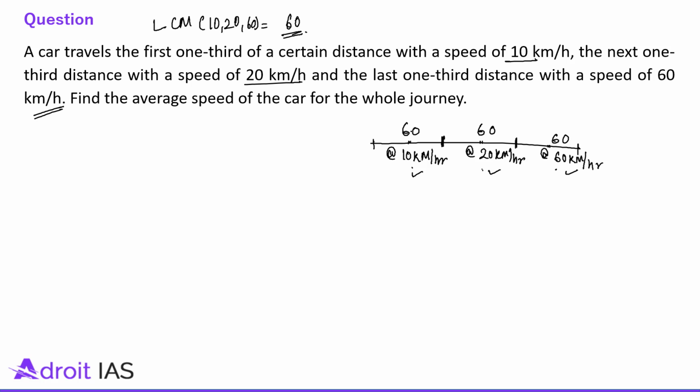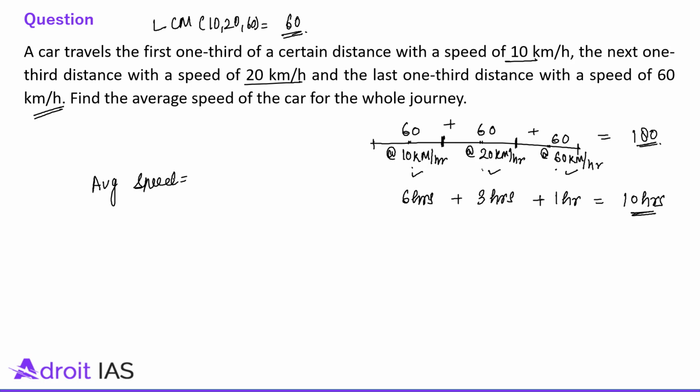So for the first 1/3, how much time is required? 6 hours, 60 by 10. For the second 1/3, 3 hours, 60 by 20. And for the third 1/3, 60 by 60, which is 1 hour, right? So just add all the times: the total time taken is 10 hours, right? And the total distance covered is 60 plus 60 plus 60, which is 180, right? So the average speed will be total distance covered upon total time taken.